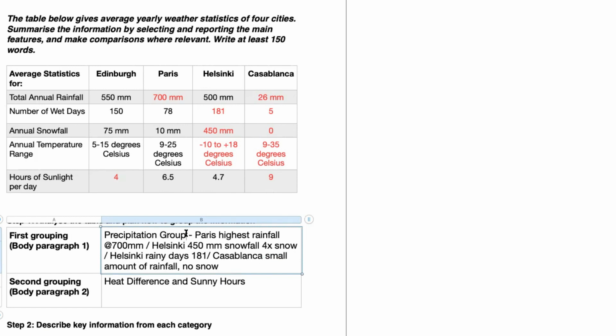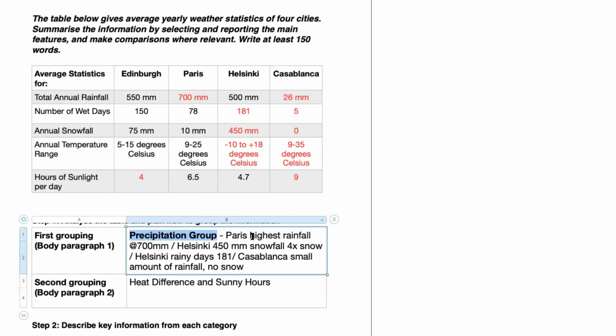Okay. Now, of course, you'll notice that this is definitely not the best grammar. It might not make sense to anyone else, but I'm just going to use it for my own purposes when writing the essay. Again, I would suggest doing this in one way or another. Just make sure you don't skip out on understanding your table.